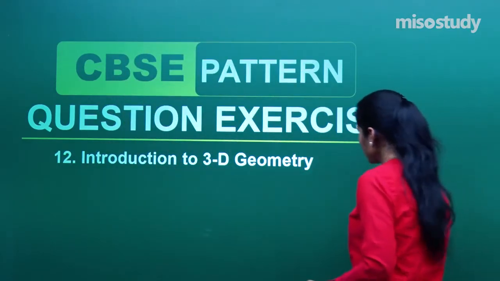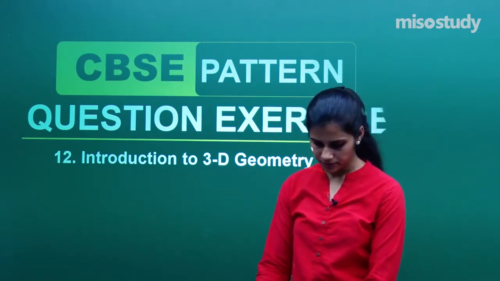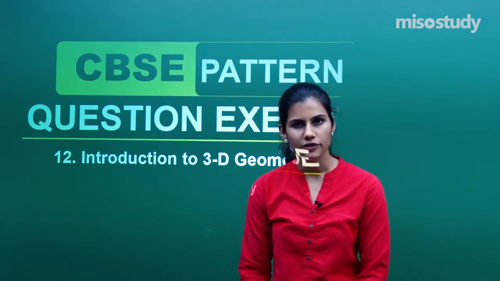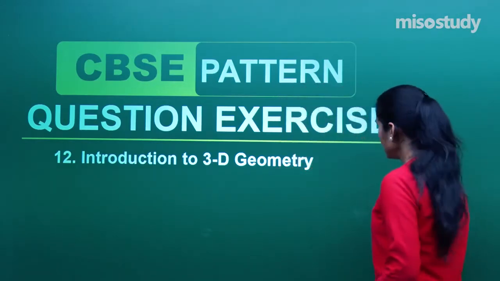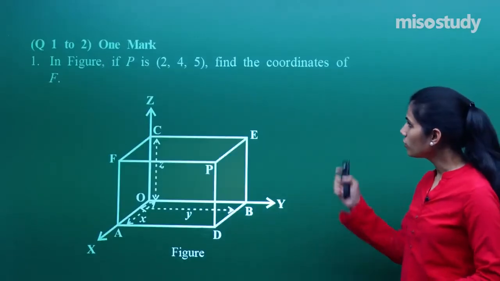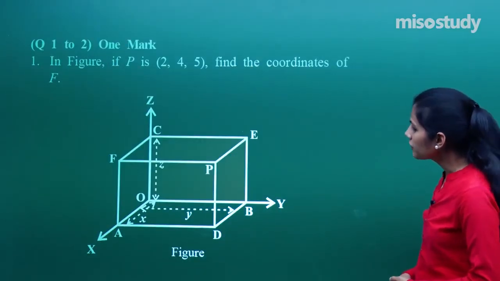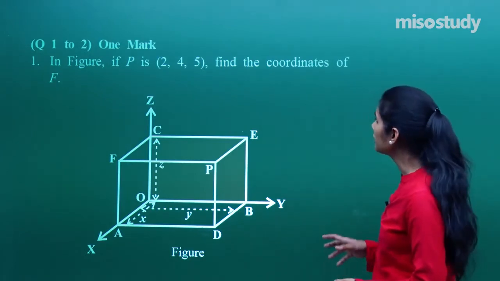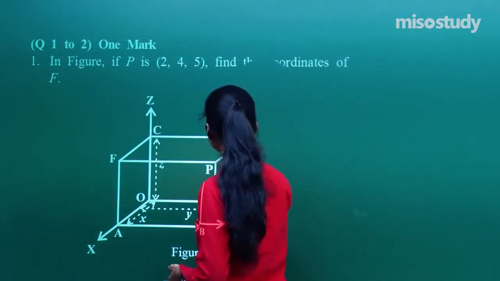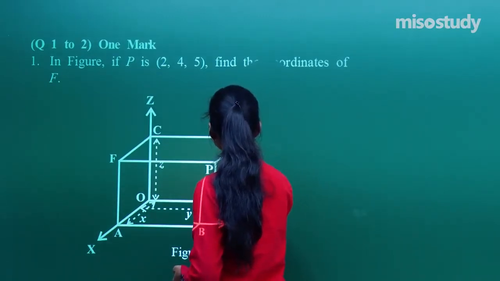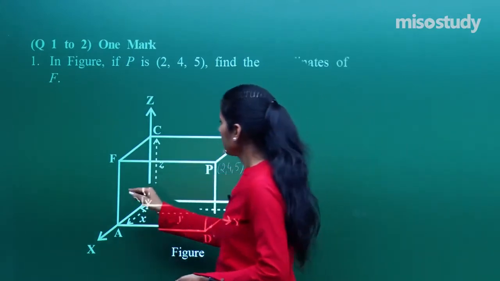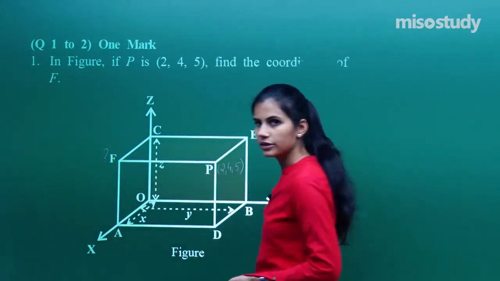Let me begin with the first question. So, we would be discussing 10 questions of all types covering all concepts related to this chapter. Let me begin with the first one. First question for 1 mark says that in this figure, you can see it's a 3D figure, if point P is 2, 4, 5, so coordinates of point P are given to you, 2, 4, 5, find the coordinates of point F. Find the coordinates of point F.